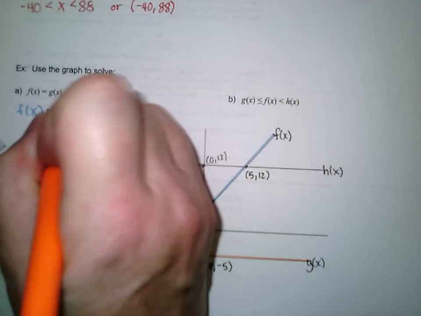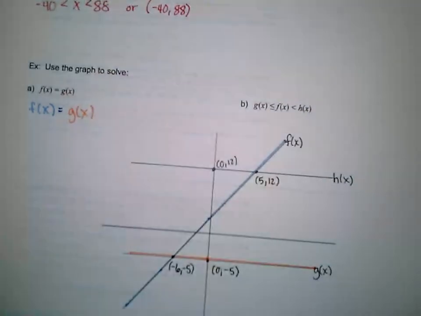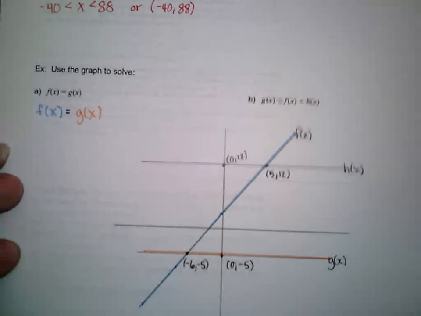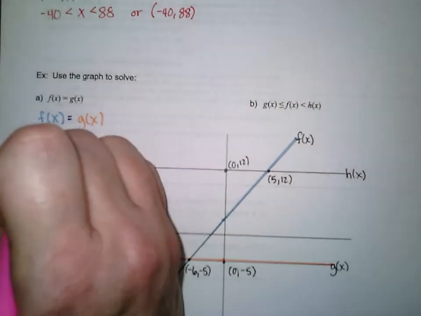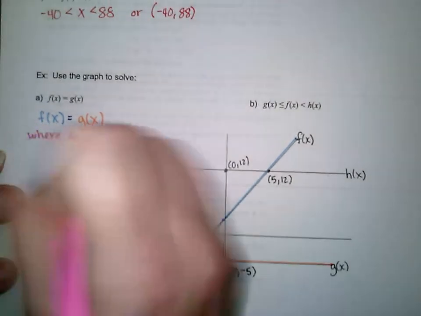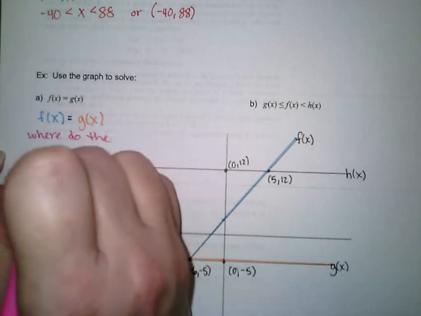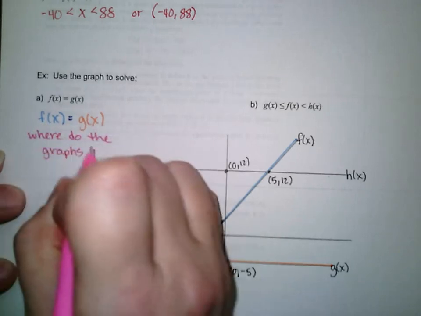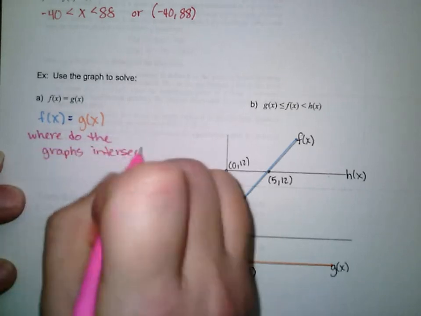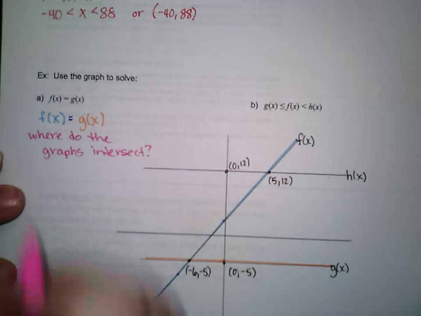So where is f of x equal to g of x? So what does that mean? Well, we looked at it a little bit ago, and to solve that graphically, that means where the two graphs intersect. So where do the graphs intersect? And then we're looking for the x value.